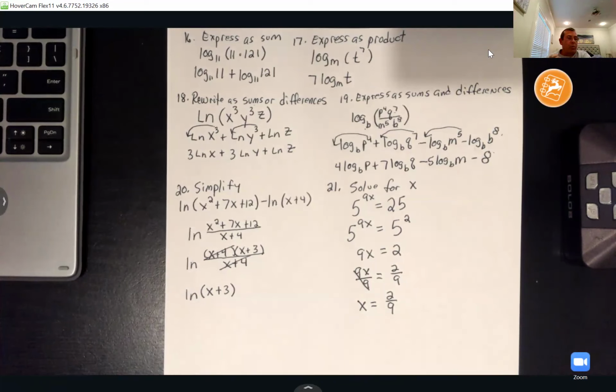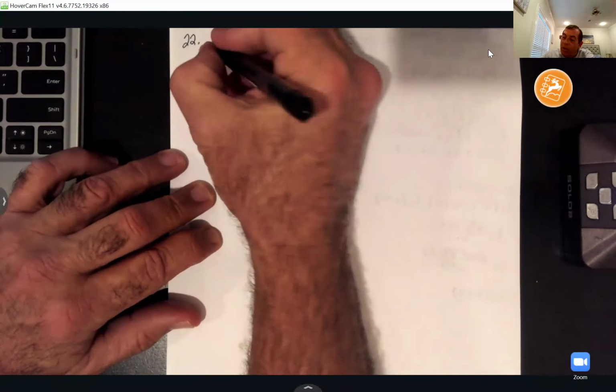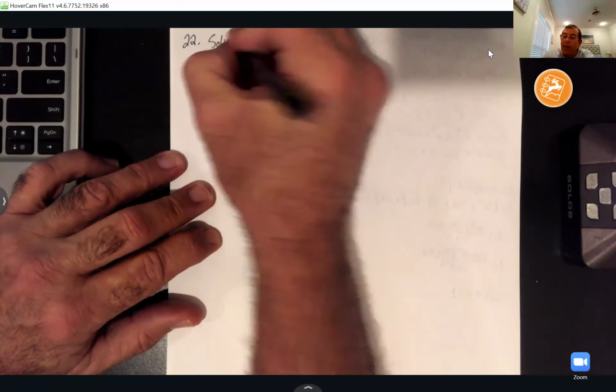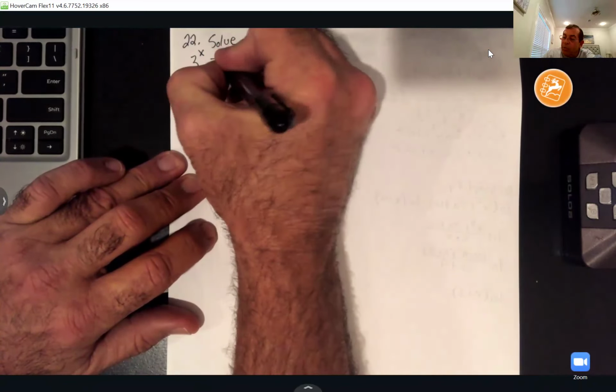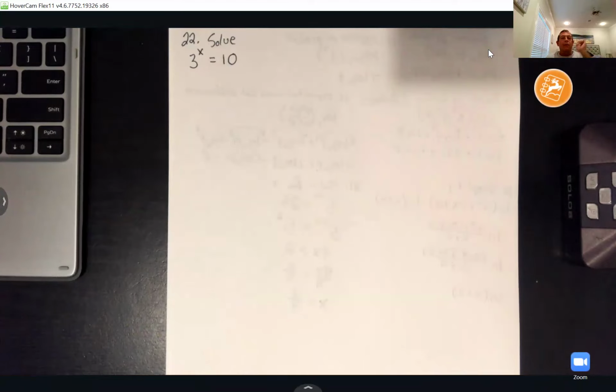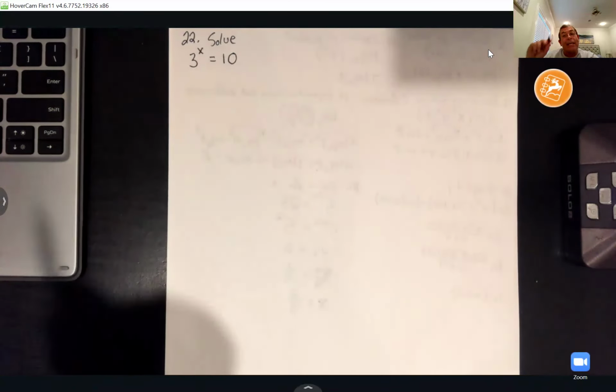All righty, y'all. So looks like the rest of these are just going to be equations doing different things, okay? So that was 21. So we're on 22. I'm going to solve. It's another exponential equation, but this one has a 3 to the x equals 10. So remember the first step, can I rewrite this 10 using a 3 as the base?